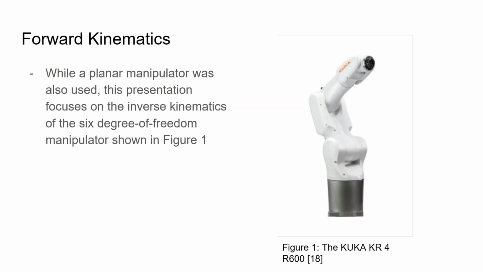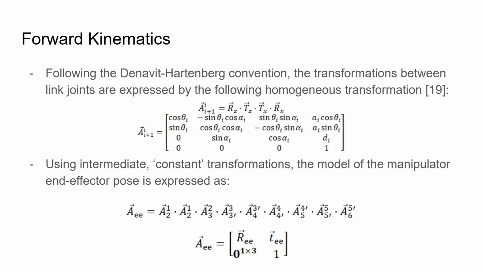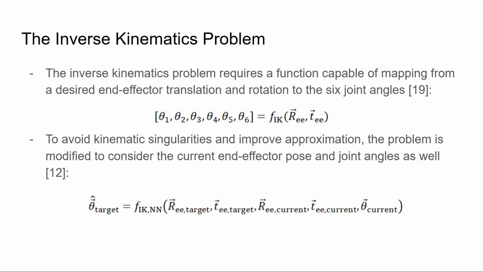In this work, two different manipulators were used. The first one was a planar manipulator, and the second one was a 6-degree of freedom manipulator shown in Figure 1. To describe the kinematics of both of these manipulators, the Denavit-Hartenberg convention was used to chain a series of homogeneous transformations between consecutive joint coordinate frames to achieve a final end effector pose.